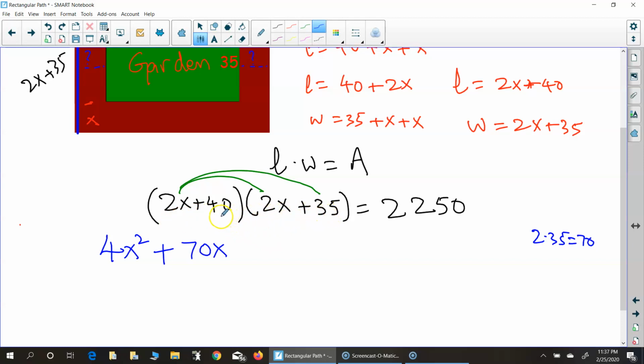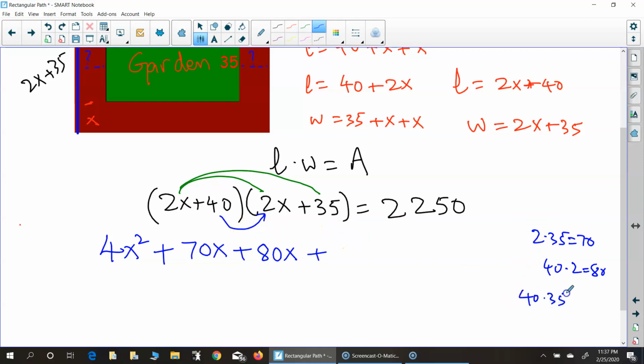Then take 40, the next term. I'll take 40 and multiply with 2x. So 40 times 2 gives us 80, and there is also an x, so 80x, plus 40 times 35.